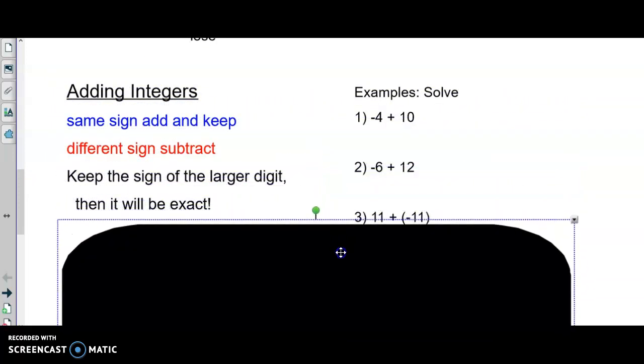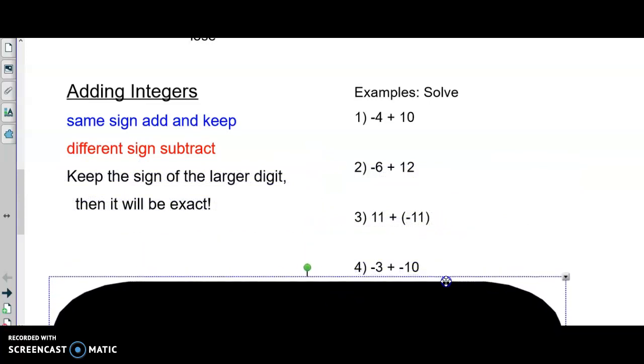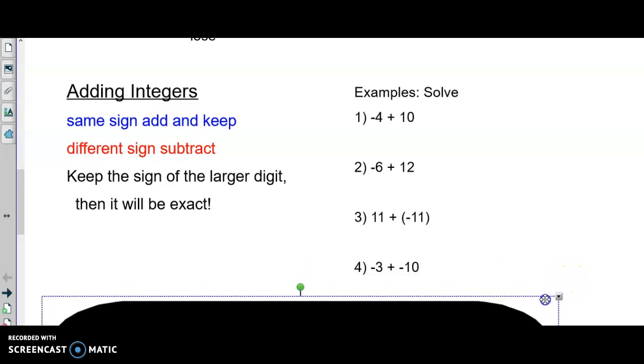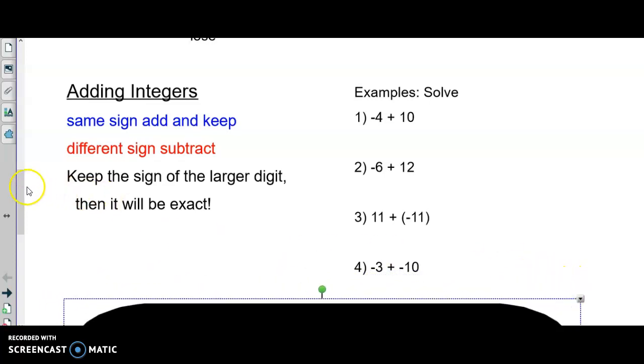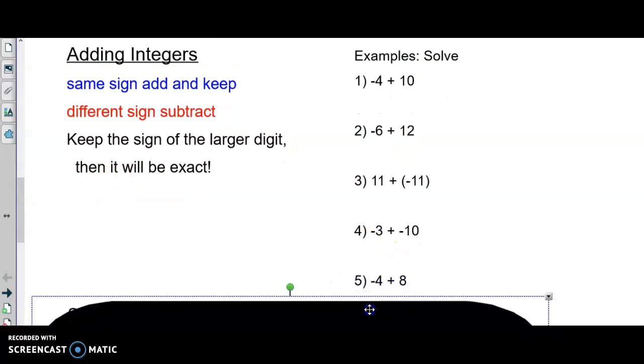So let's take a look at some examples of adding integers. Okay. So the rule of thumb is that if it has the same sign, add and keep. Different signs, subtract. Keep the sign of the larger digit, then it will be exact. So let's take a look and see what that means.